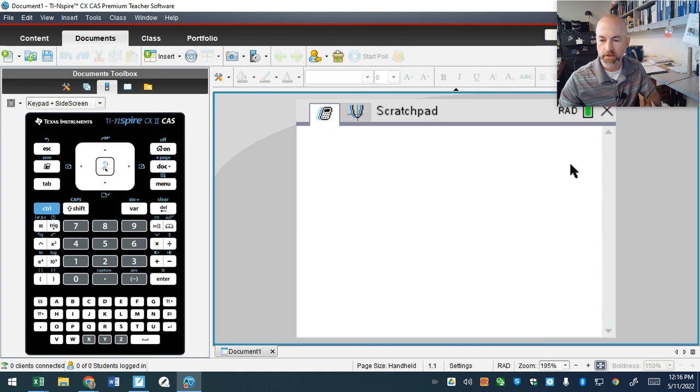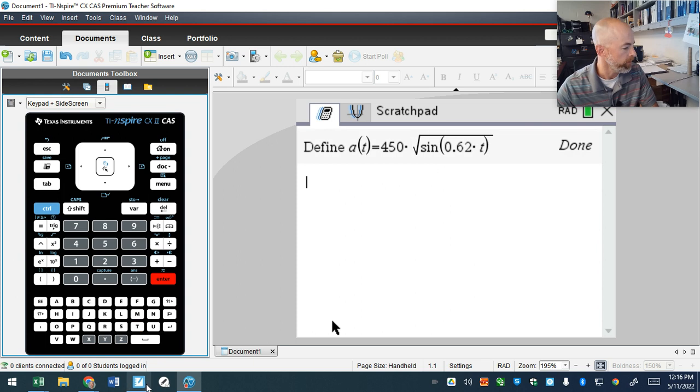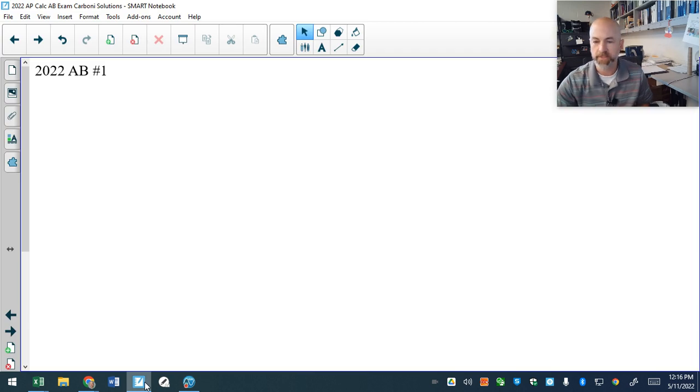So this is called A of t in the description. So define A of t equals 450 square root of the sine of 0.62t. Make sure I got that in there correctly, because last year I fat fingered my function and missed all the problems. Okay, so I'm going to make some notes to myself.